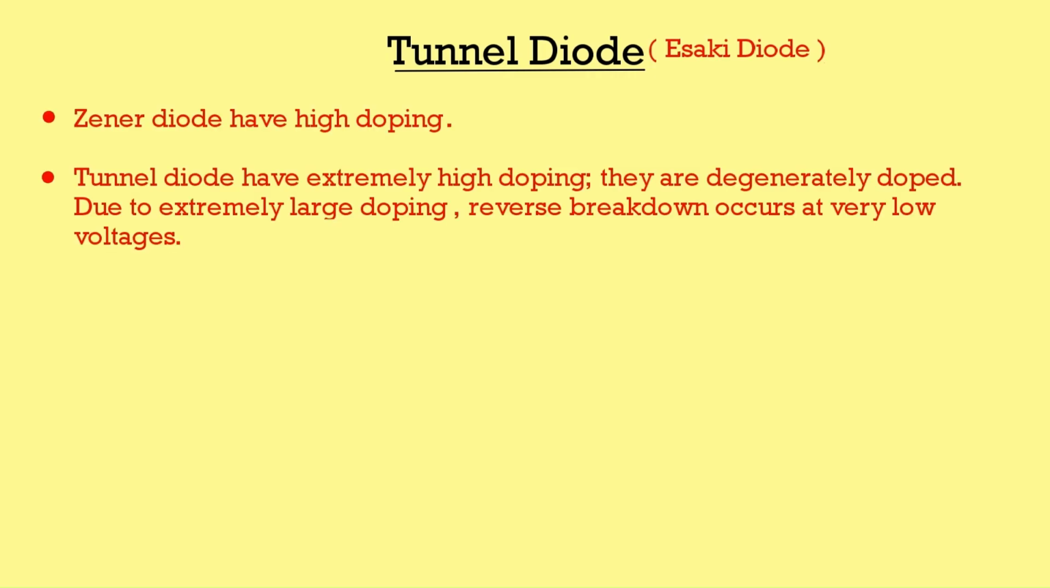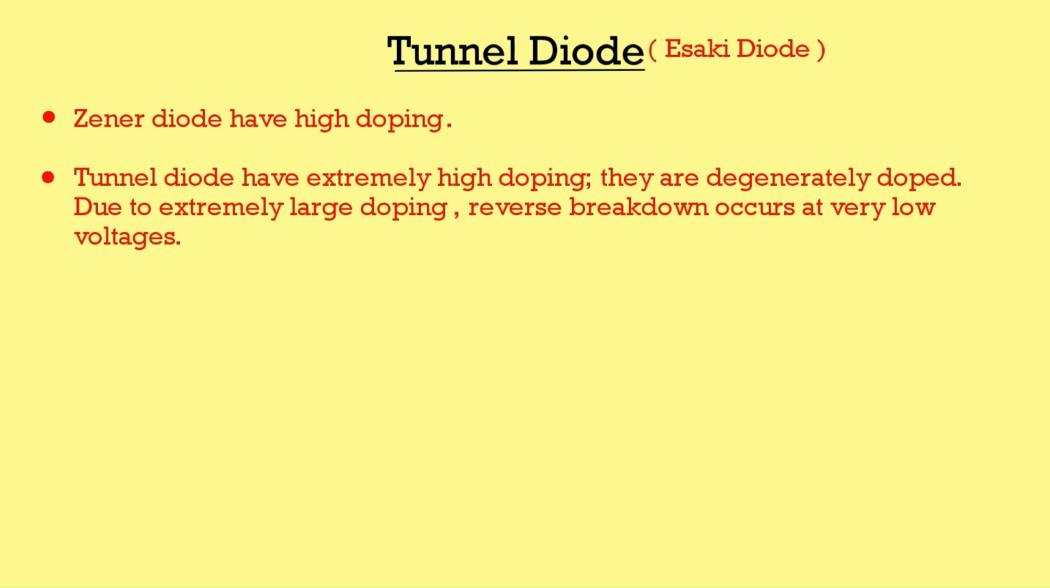The last diode is the tunnel diode, which is also named as Esaki diode after its inventor Leo Esaki. As the name signifies, the operation of this diode is based on the tunneling mechanism, but the most important property that it exhibits is negative resistance. We know that Zener diodes are heavily doped, but if we compare tunnel diode with Zener diode, then tunnel diodes are extremely heavily doped, and we know that such types of diodes are called degenerately doped diodes. Due to the extremely large doping, the reverse breakdown occurs at very low voltages.